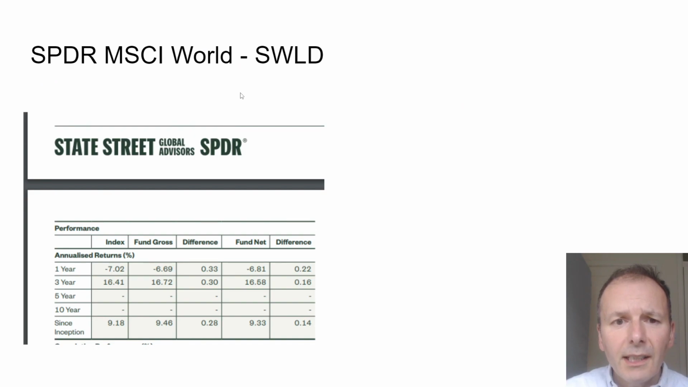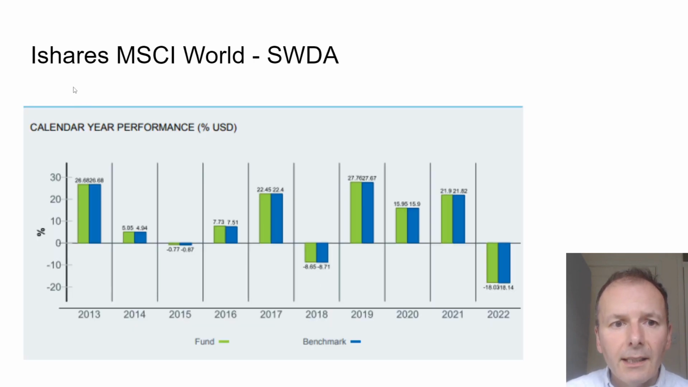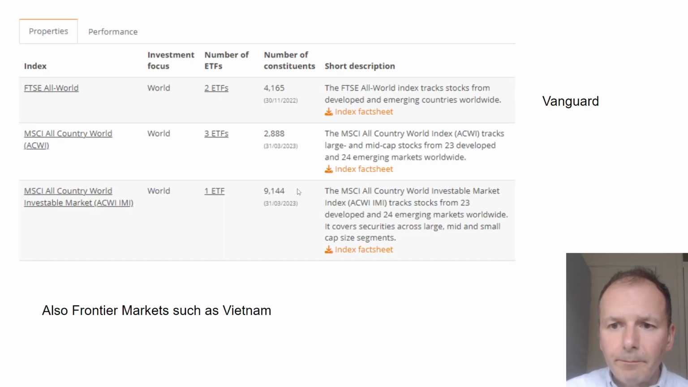Another one to consider is SWLD. This is an accumulating one, whereas the HSBC one was income. So again, we've got a positive difference, then even after the fees, we've still got the positive difference, so that's good. This is another one that I like, MSCI World from iShares, SWDA. A bit more difficult to work out what's going on here, but there is actually a positive difference here as well.